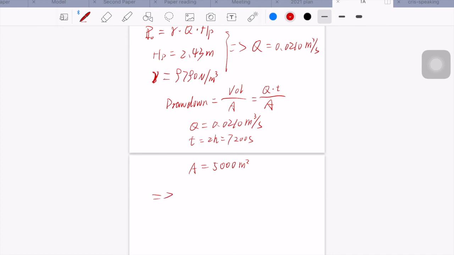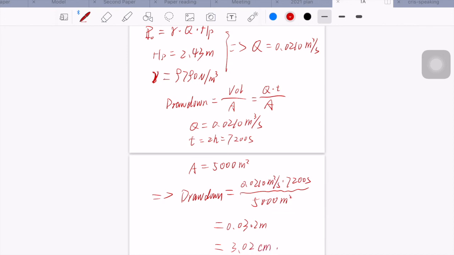So we can calculate that drawdown equals 0.0210 cubic meter per second times 7,200 seconds over the 5,000 square meter. So the value is 0.0302 meter. So it also equals 3.02 centimeter. So we have done this problem.